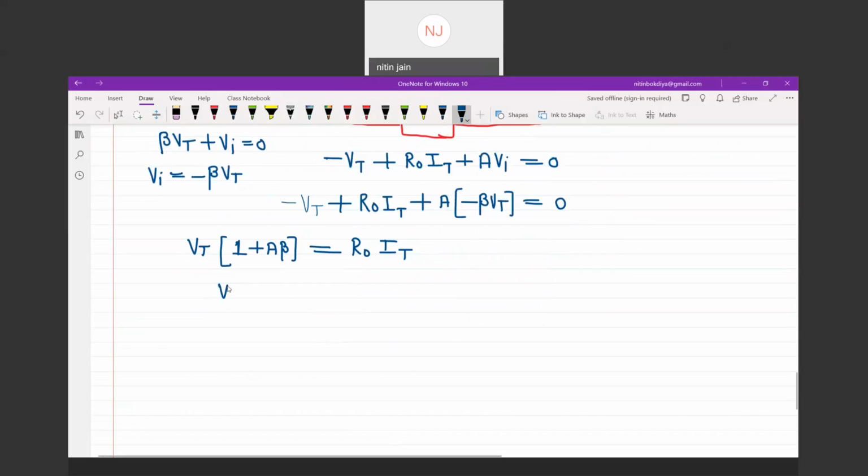So what I can say, the ratio of VT divided by IT by making Vs equal to 0 is the output resistance. And output resistance with feedback is RO divided by 1 plus A beta.